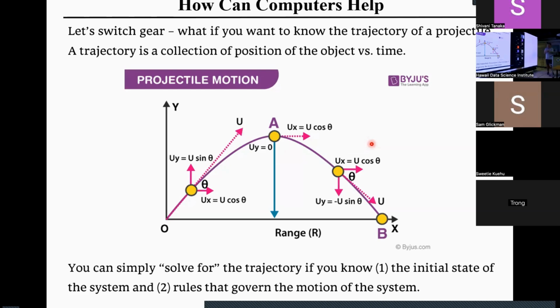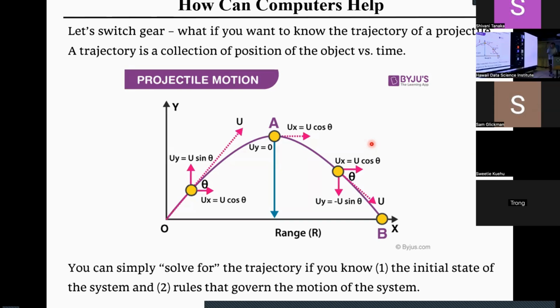Okay, how do we get the trajectory of this projectile? What do you need to know? You need to know two things. Number one is the initial state of the system. That is, what is the velocity you are throwing this projectile out, and what is the leaving angle? That's what you need to know, number one. Number two, I'm putting that in the most general sense, is the rules that govern the motion of the system, correct?